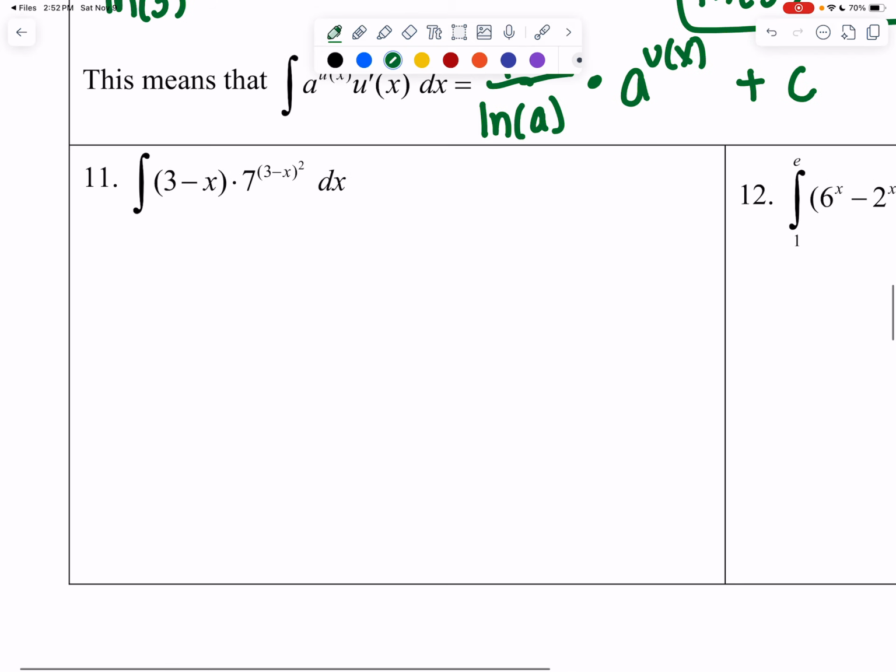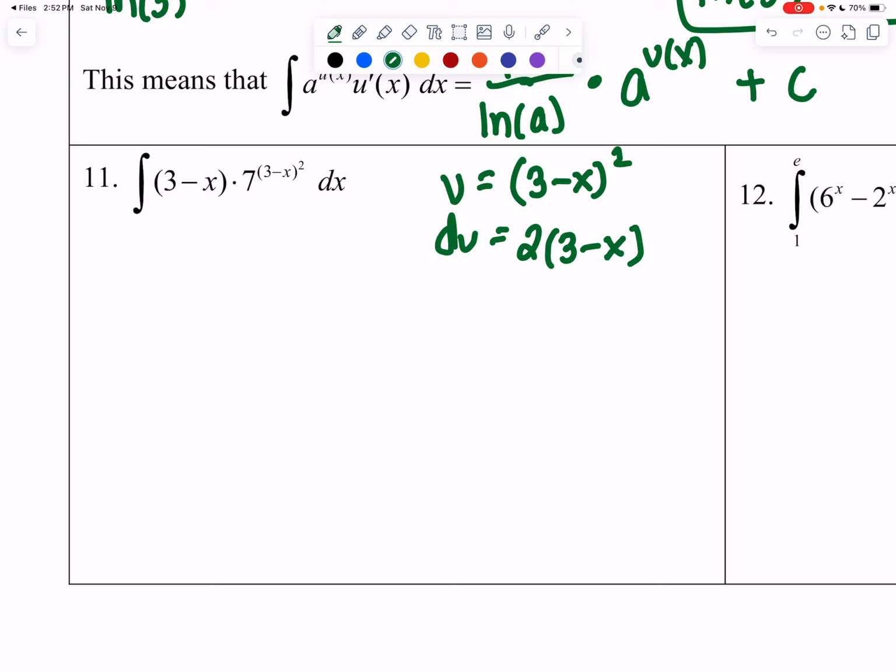Looking at number 11 here, I'm going to set u to be 3 minus x squared, and du to be 2 times (3 minus x) dx. Don't forget about the -1 using chain. So you get this lovely thing right here. The 3 minus 6 will cancel out. That's great. So that means that I'm left with a -1/2, and then I have 7 to the u du.